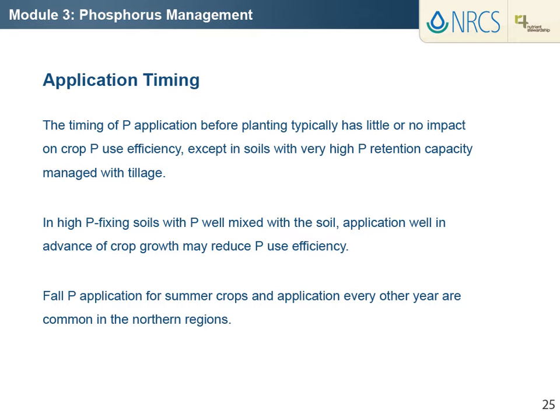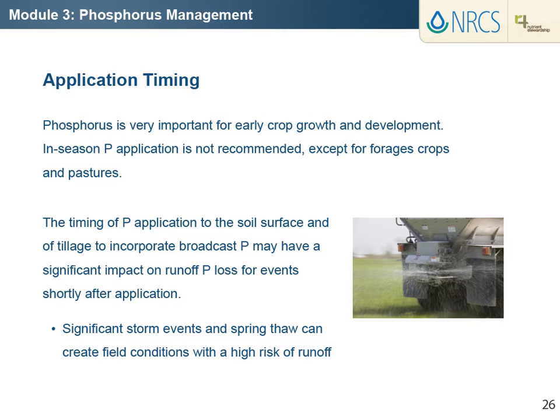However, application well in advance of crop growth may reduce phosphorus use efficiency, and there are often large differences due to placement method. On the other hand, in-season phosphorus application is not recommended except for forage crops and pastures. The time of phosphorus application to the soil surface or to tillage to incorporate broadcast phosphorus may have a significant impact on runoff phosphorus loss shortly after application.